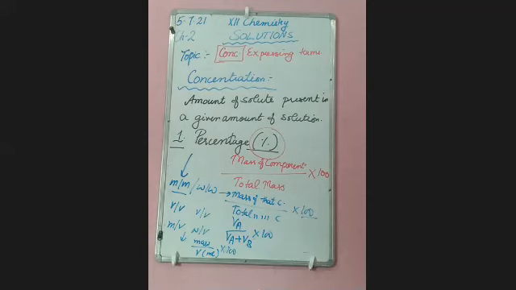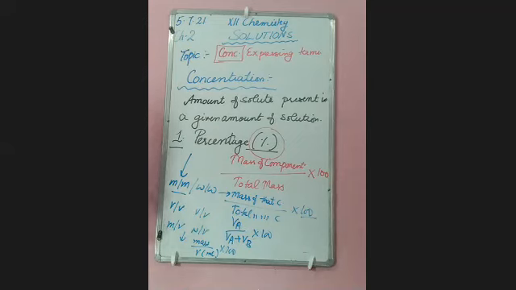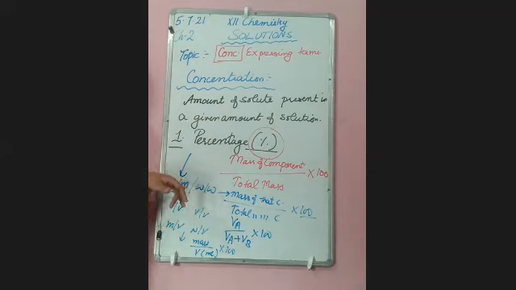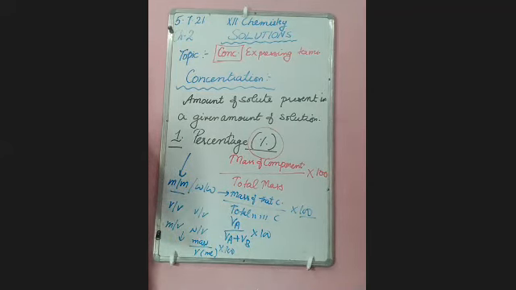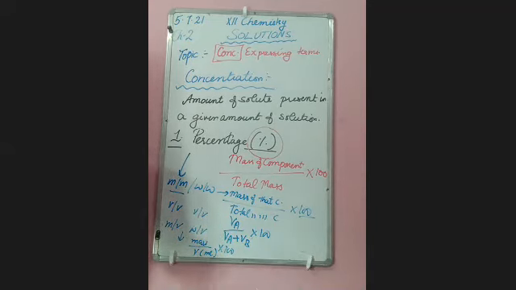First one is your mass percentage or volume percentage, or mass by volume percentage. M by M, V by V, and M by V. It is the first way of expressing the concentration of a particular solution.